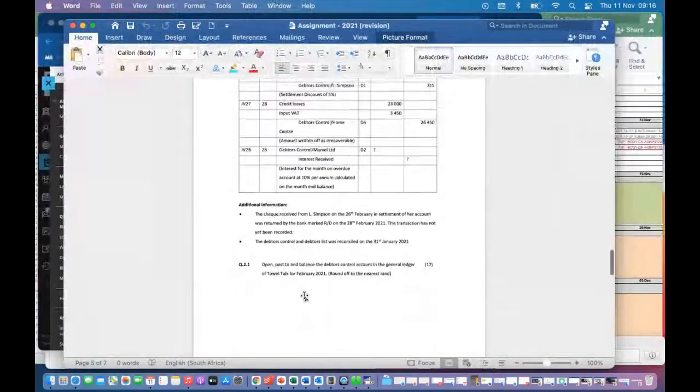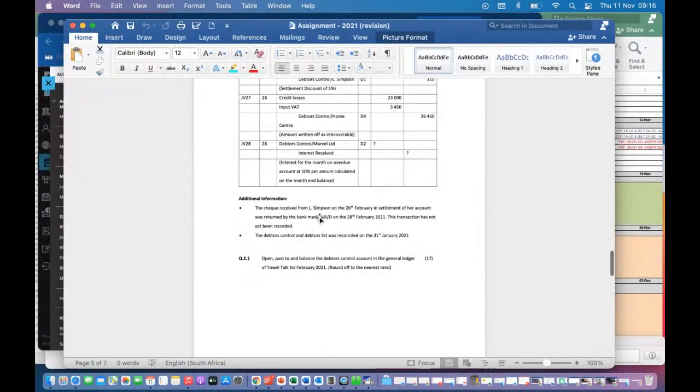Oh, let's just look at the additional information as well. They say the check received from L. Simpson on 28 February in settlement of her account was returned by the bank, marked return to drawer, on the 24th of February 2021. This transaction has not yet been recorded. Okay, that tells us that we're going to need to obviously rectify that. Okay, that's going to be rectified in your debtors control and in the individual debtors ledger.